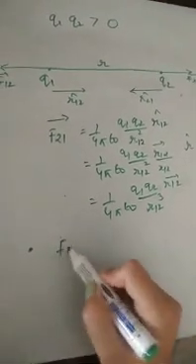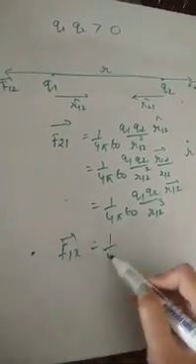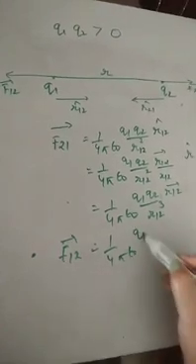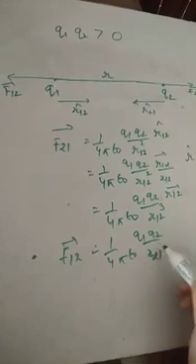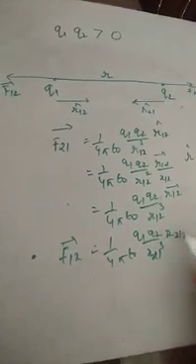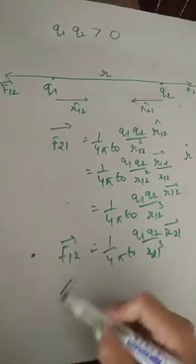Similarly, if I find F12, this would be just the reverse of this. The rest of the things are the same, but instead of r12 it would be r21 cube here and r21 vector. Clear? So this is the case.